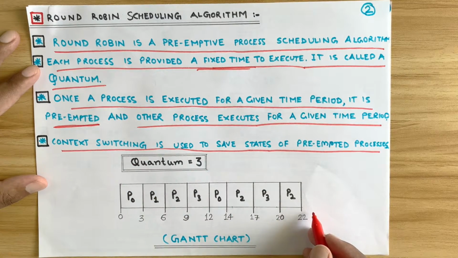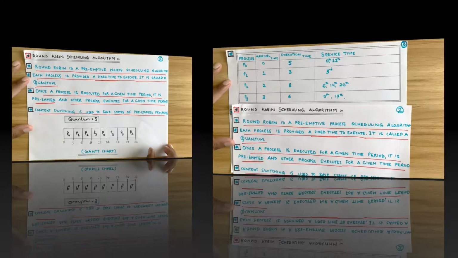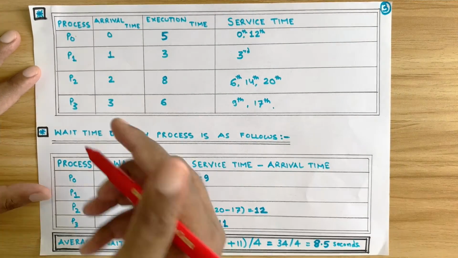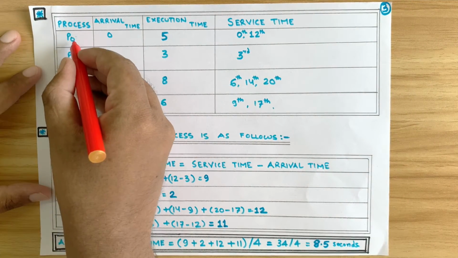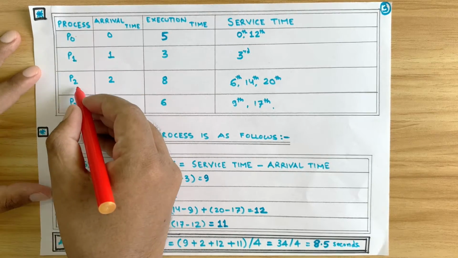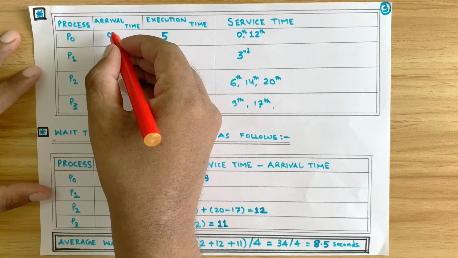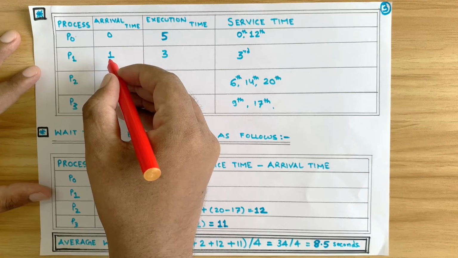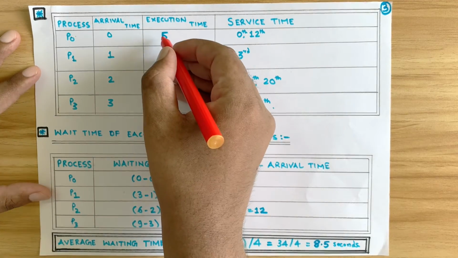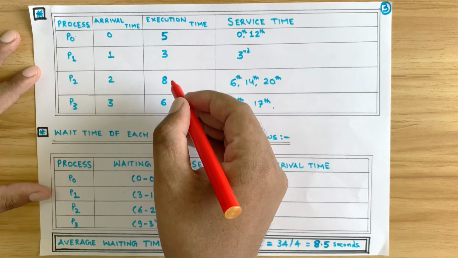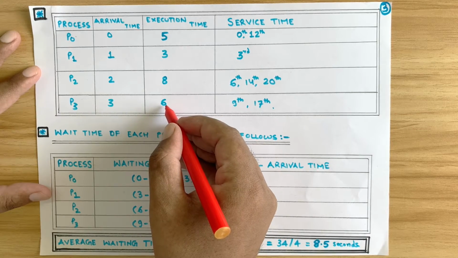Now here is a Gantt chart of the example which you are going to see. First let us see the table of this example. P0, P1, P2, P3 are the processes. Their arrival times are 0 second, 1st second, 2nd second, 3rd second. Their execution times are 5 seconds, 3 seconds, 8 seconds and 6 seconds respectively.